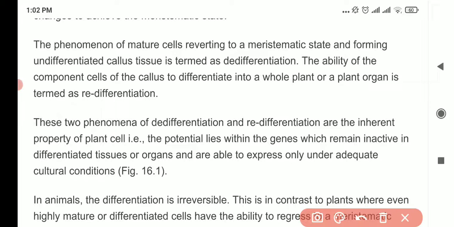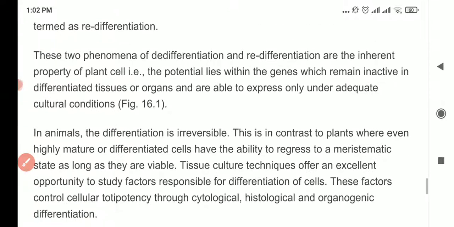So the ability of a competent cell, an already matured cell which has already crossed the meristematic stage, to go back into its callus stage and come back into a whole plant, get regenerated back into its clone, is known as redifferentiation. So you go through by yourself the difference between redifferentiation and de-differentiation.